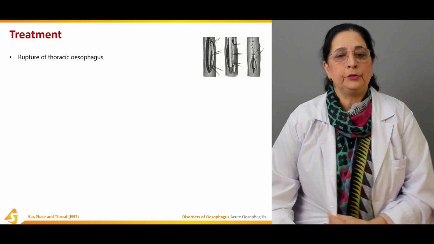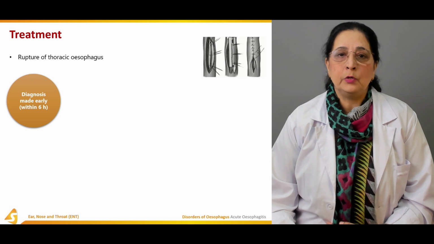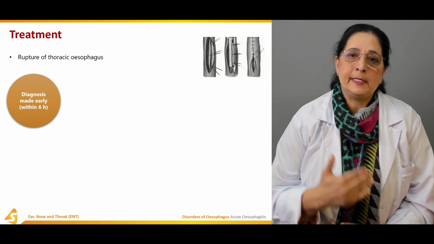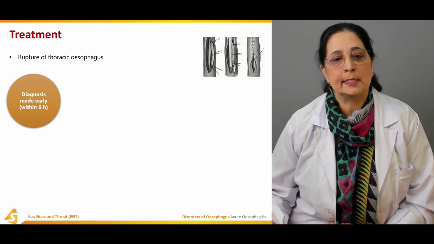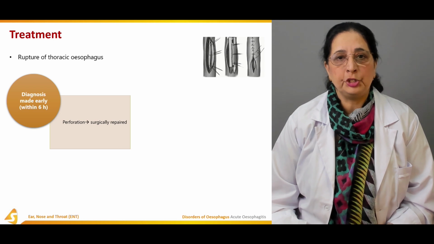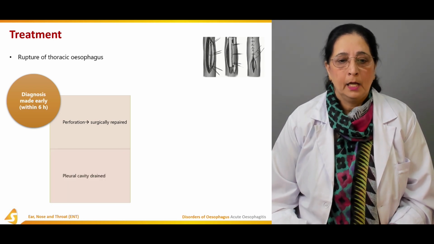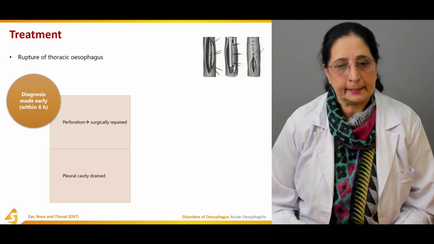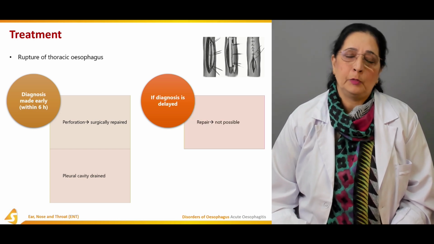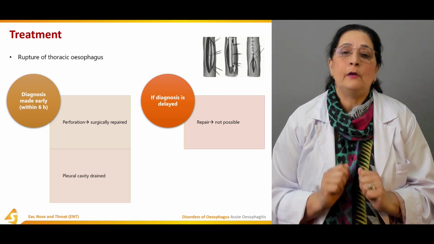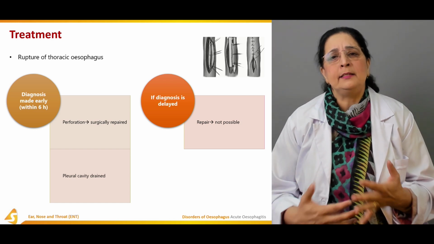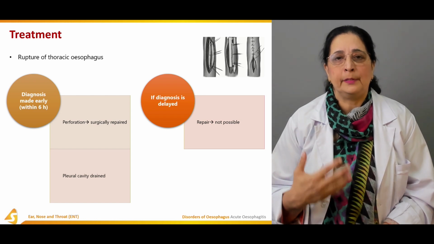Then the rupture of thoracic esophagus, diagnosis made early, within 6 hours. The treatment will be different if it is diagnosed early or if it is diagnosed late. So diagnosis made early, within 6 hours. Perforation, repair surgically. Pleural cavity is drained. If diagnosis is delayed, repair not possible. So it's very imperative that we should diagnose the condition fast. And usually it is diagnosed really fast because the condition of the patient is bad.